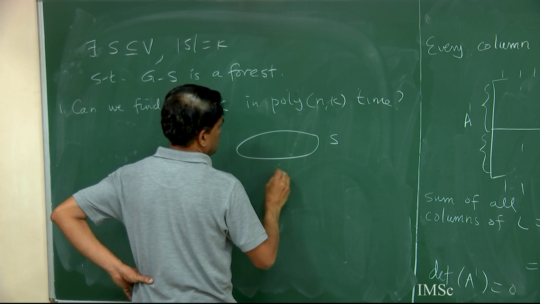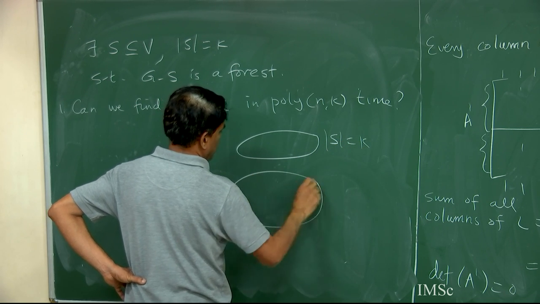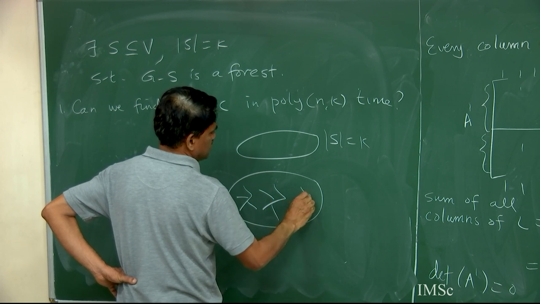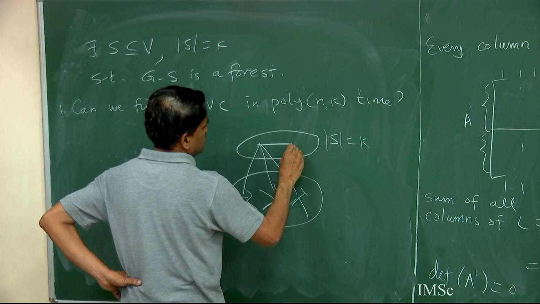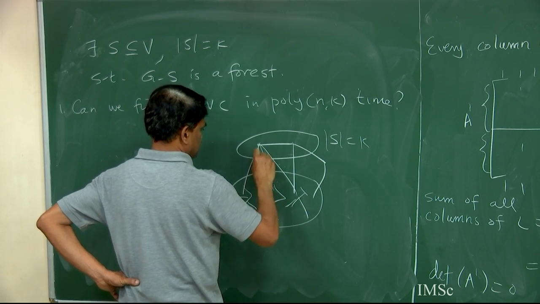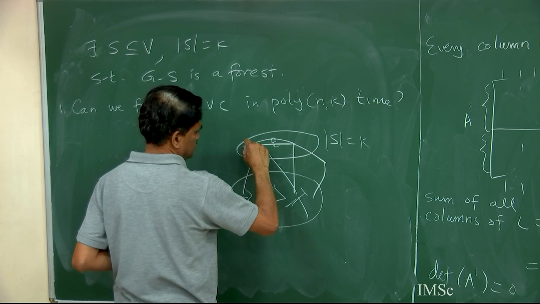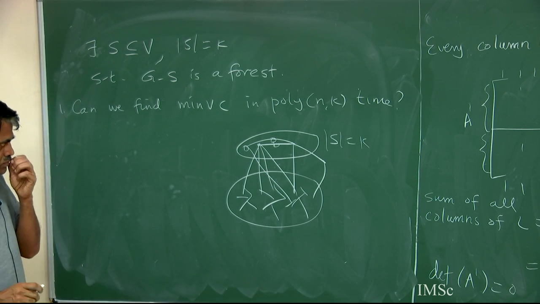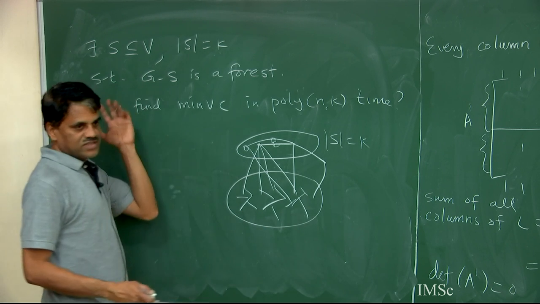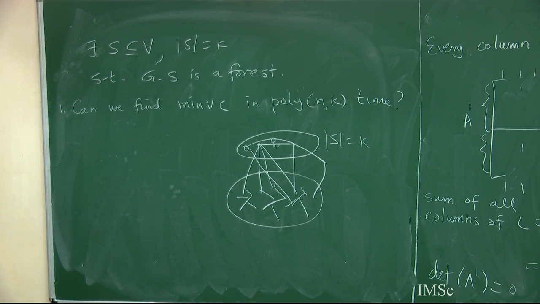So this is my S, it is k vertices, and what I have is some collection of trees, and there are lots of edges like this. This is my graph. The only thing I am telling you is that this is a forest. First question, this is an easy question. Can you actually solve this problem in polynomial in n and k, or is it really NP complete? You can do it in trees, so if I add a few more vertices, can you solve it, or do you need sort of exponential dependence on k?